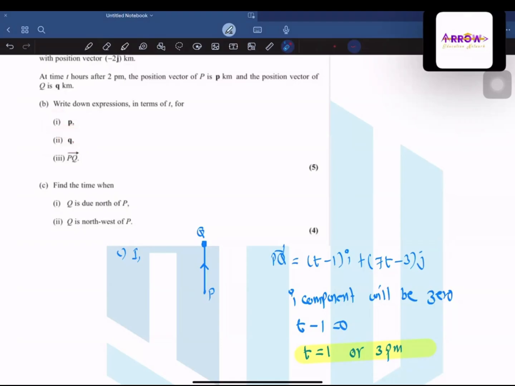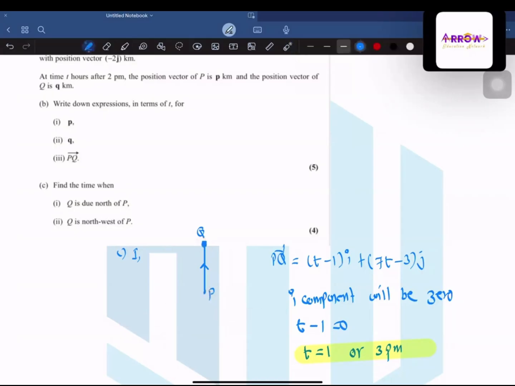So I can just say that the I components of P and Q will be the same, which is also the same thing as saying that in the PQ vector, the I component will be 0, which means that in the vectors OQ and OP, the I components will be the same. Because when you consider the horizontal and vertical axes, when ships P and Q are like this, with ship Q due north of P, obviously the x coordinates of both ships will be the same.